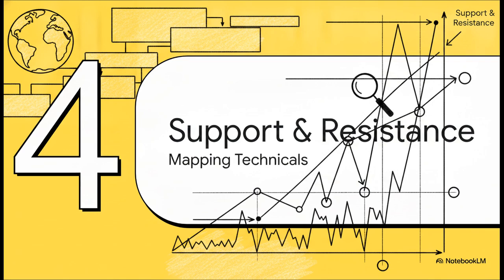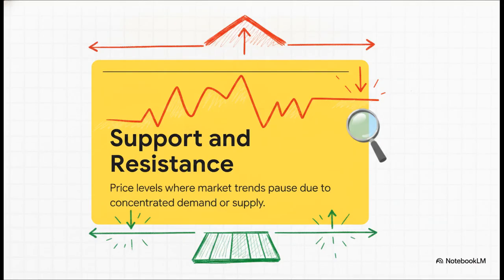Section 4, technicals, support and resistance. The source explicitly demands these technical markers, and for good reason. Just knowing the macro environment isn't enough to trade on. You need exact geographical boundaries for your strategy.